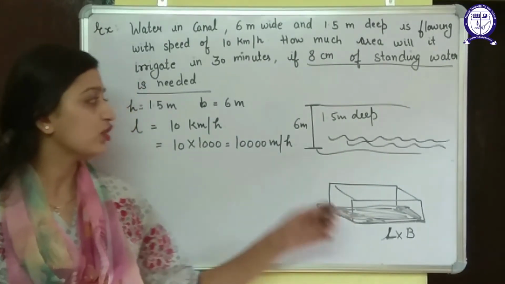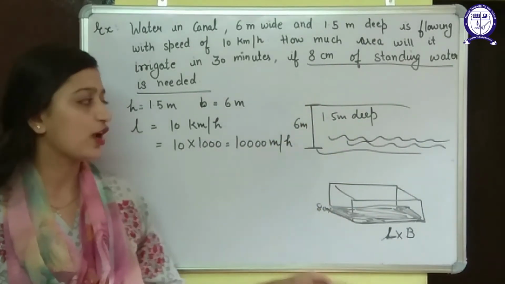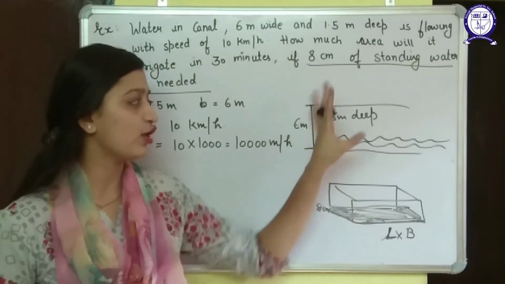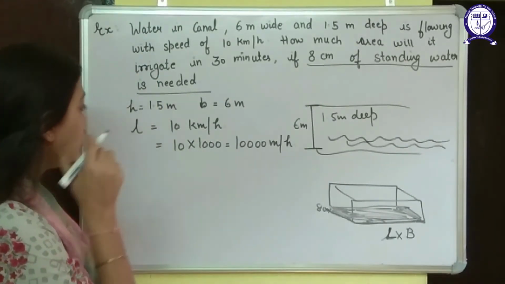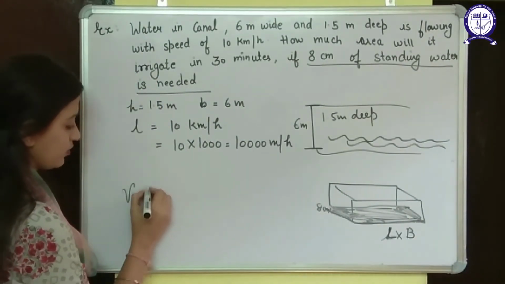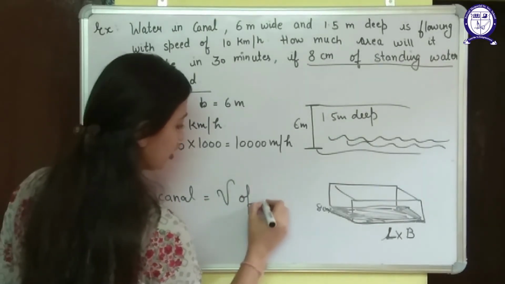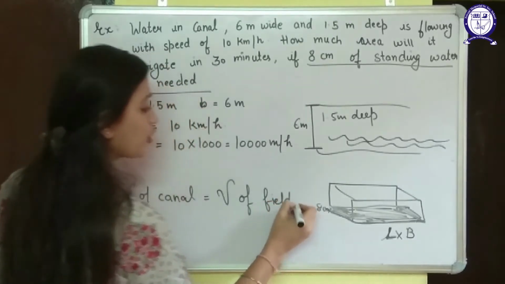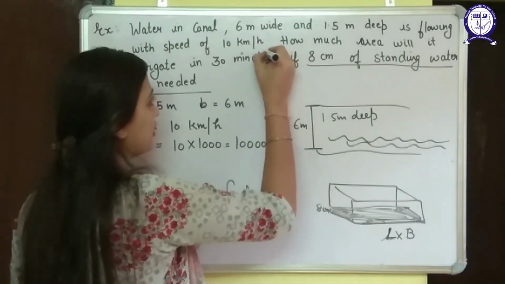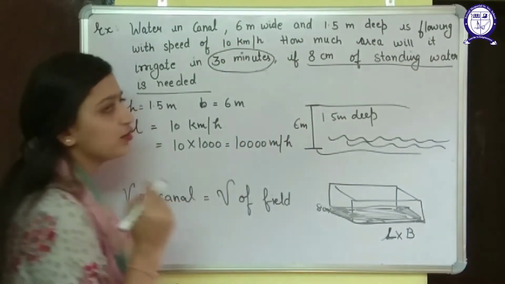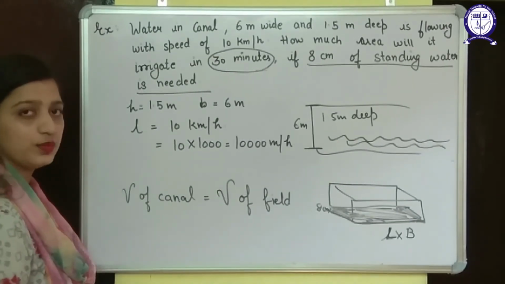Now the volume of this canal will be equal to the volume of this field because the same water is taken from this portion to this portion, so their volume will be equal. So volume of canal will be equal to volume of field. This is the question. But this question has one more thing in it. This is 30 minutes. We will come to that 30 minutes later. Now what is the volume of the canal? L into B into H.